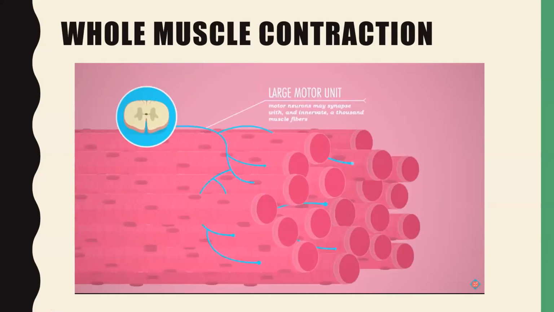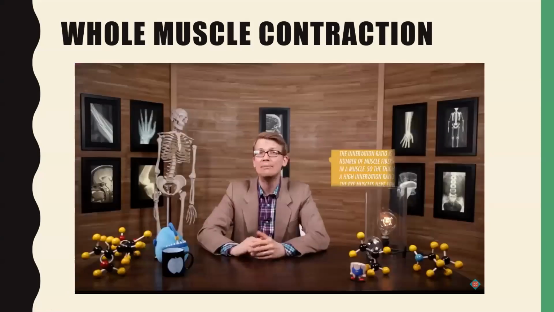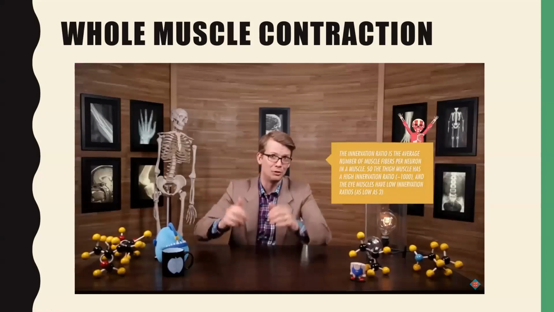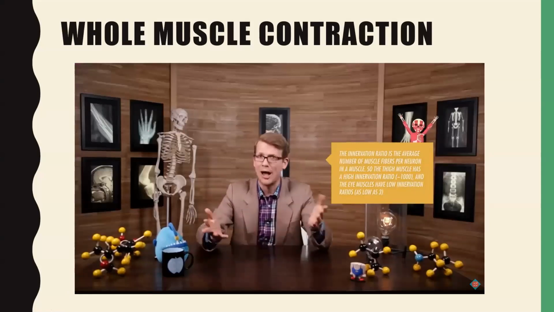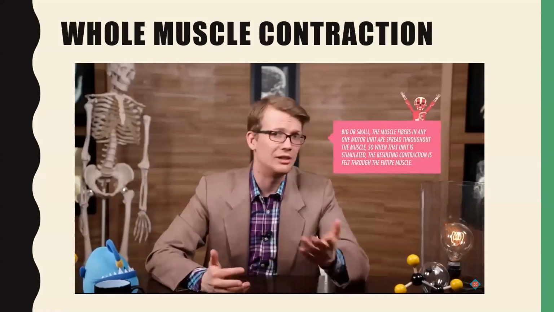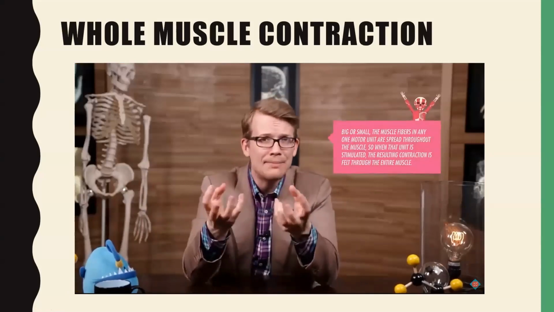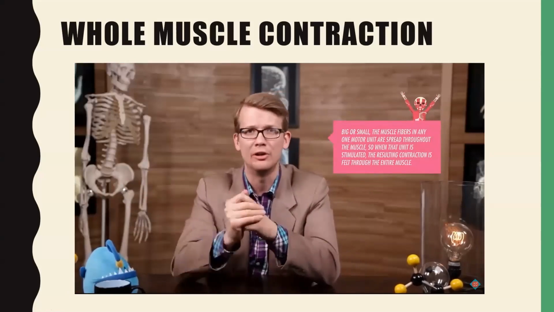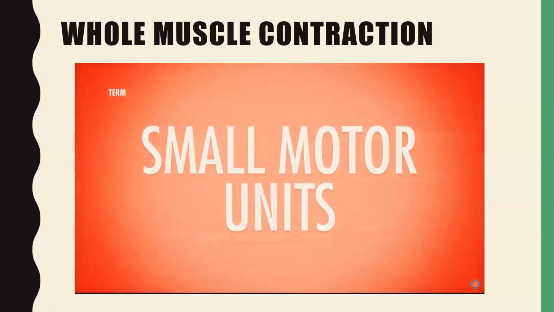Those 1,000 fibers together form a large motor unit, and big units are typically found in muscles that perform big, not very delicate movements, like walking and squatting and drop kicking. But other muscles, like the ones that control your eyes and fingers, which exert fine motor control, may have just a handful of muscle fibers connected to a single motor neuron. Those relationships are small motor units.